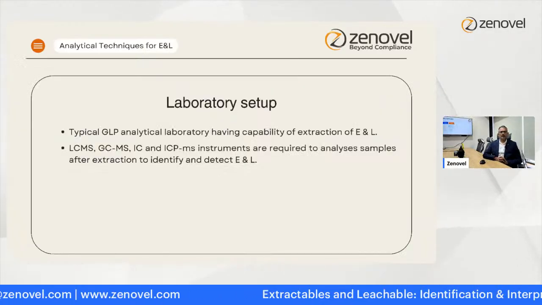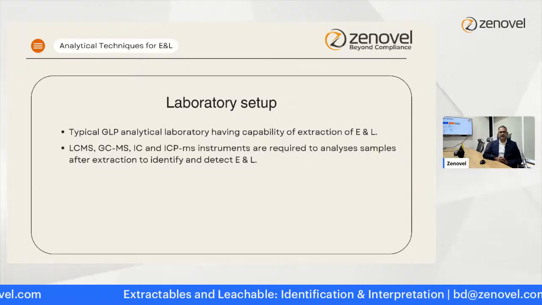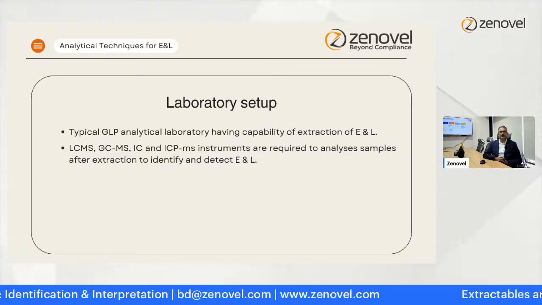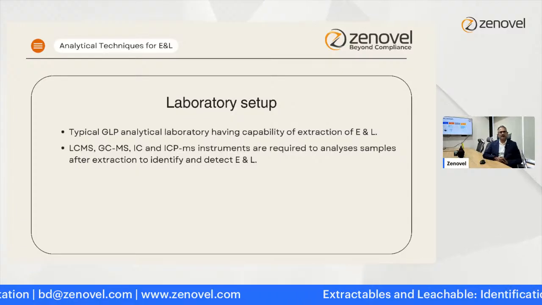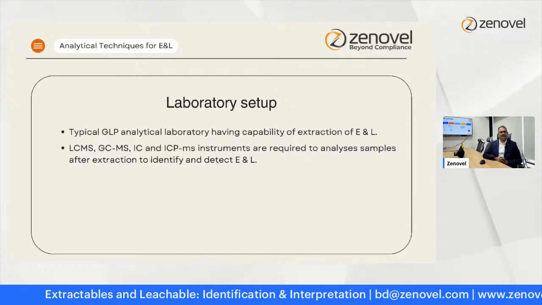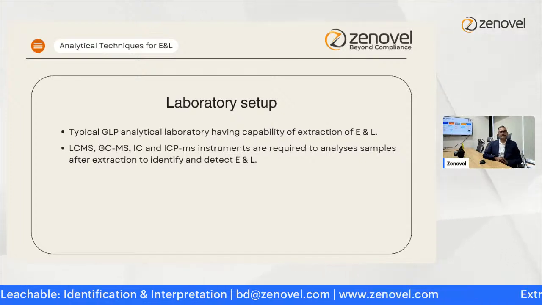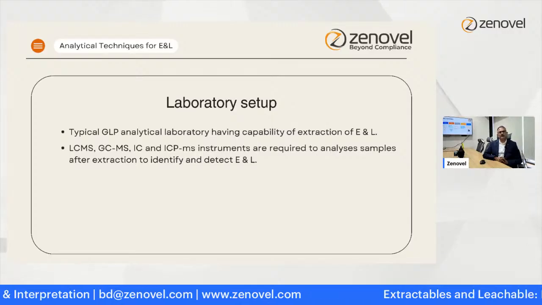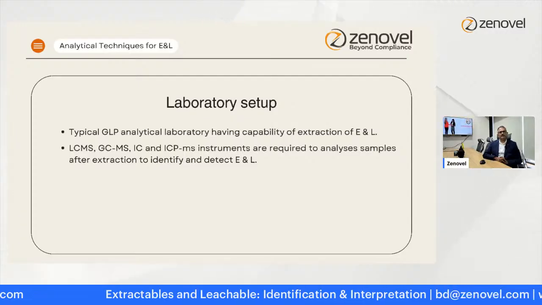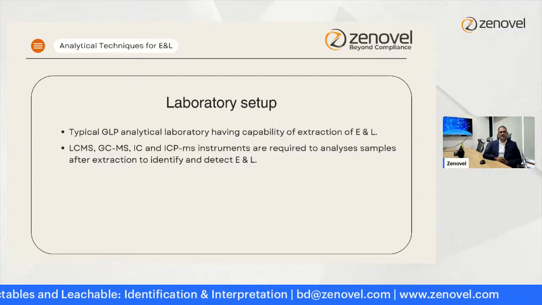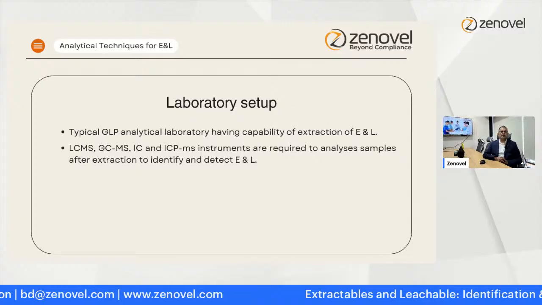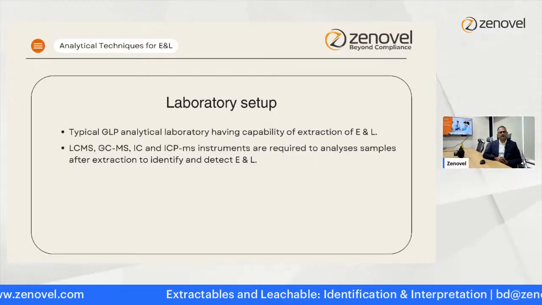So first of all, we require a proper laboratory setup for the evaluation of extractables and leachables. As we know, we require different types of instrumentation and different techniques are involved. A typical GLP analytical laboratory having the capacity for extraction of extractables and leachables can suffice. And as we have already discussed, LCMS, GCMS, IC, that is ion chromatography, and ICP-MS instruments are required to analyze samples after extraction, to identify possible extractables and leachables and to detect them.